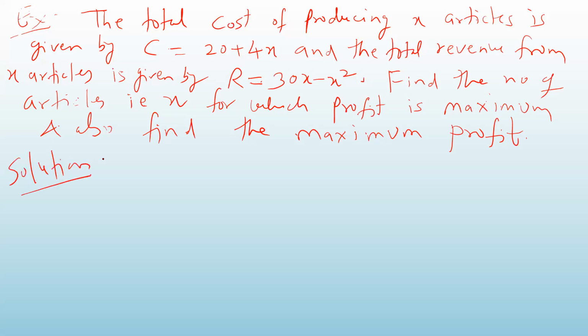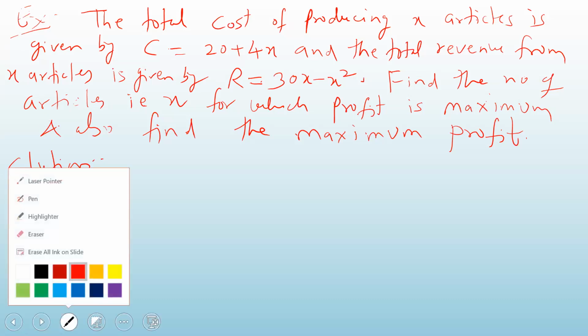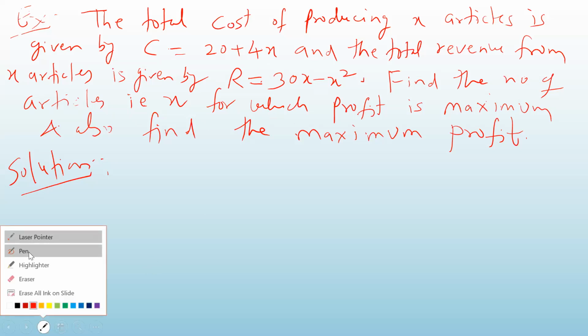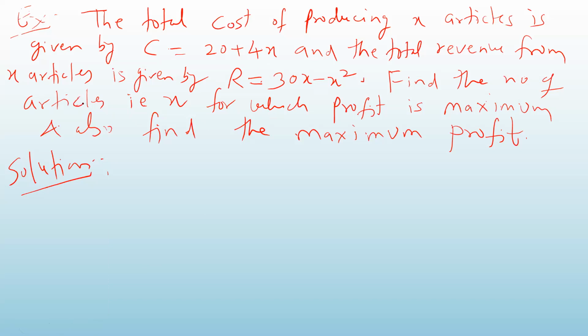In this question, what is given to you? The cost of manufacturing X number of items is given to you as C equal to 20 plus 4X. And the revenue obtained after you have sold X number of items is R equal to 30X minus X square. What is asked to you? Find the number of units or number of articles for which profit is maximum. Means how many items should be manufactured or produced and sold to get the maximum profit. And what is that maximum profit? That also you have to find out.